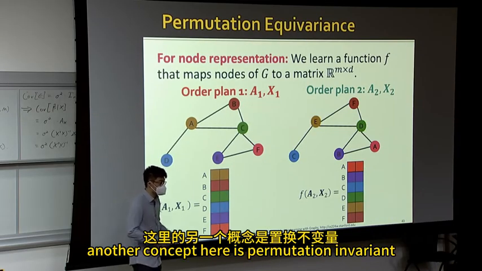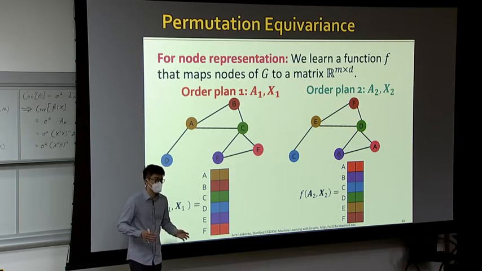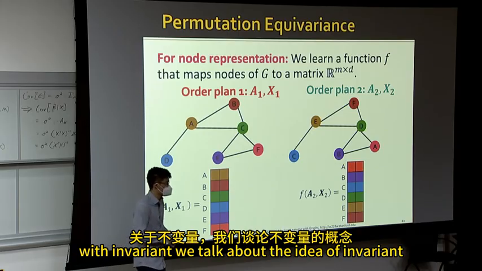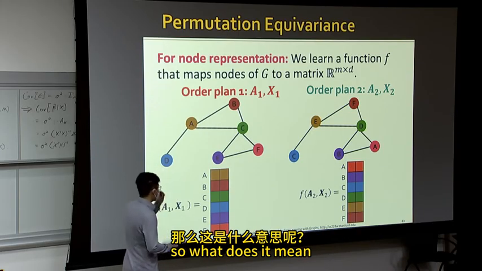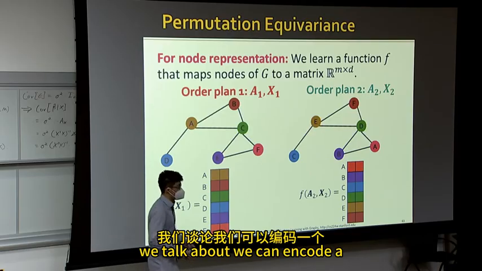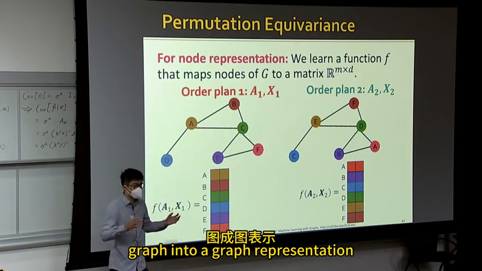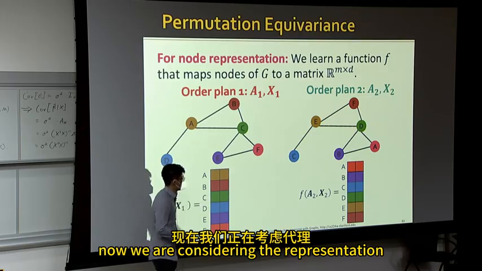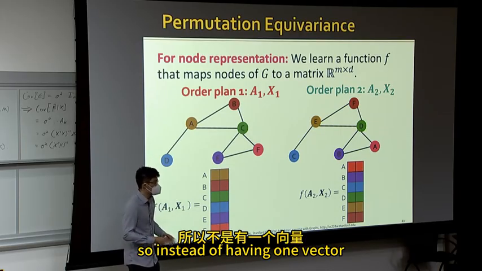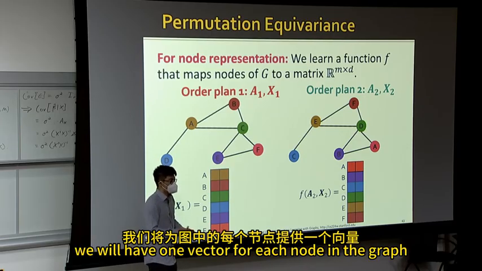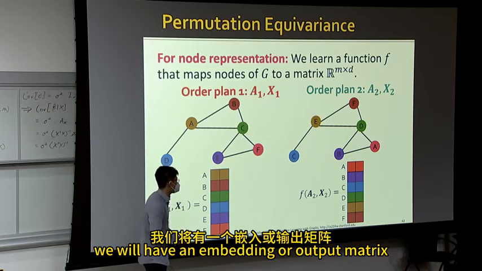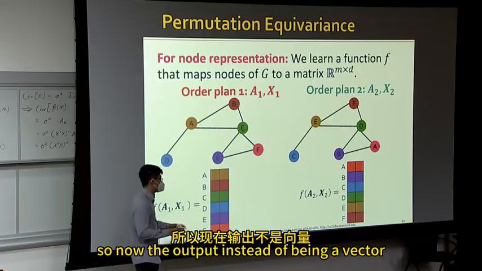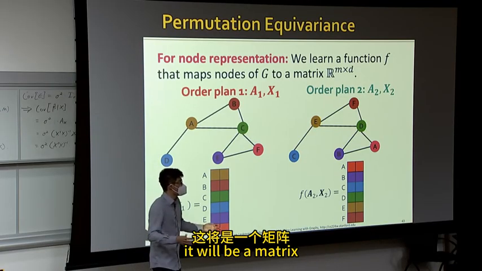Another concept here is permutation equivariance. This is a different term from invariance. So what does it mean? We talked about encoding a graph into a graph representation where we have one vector for the graph. Now we are considering the representation at the node level. Instead of having one vector, we will have one vector for each node in the graph. In the end, we will have an embedding or output matrix for the network. So now the output, instead of being a vector, will be a matrix.